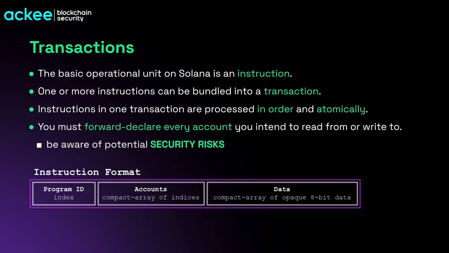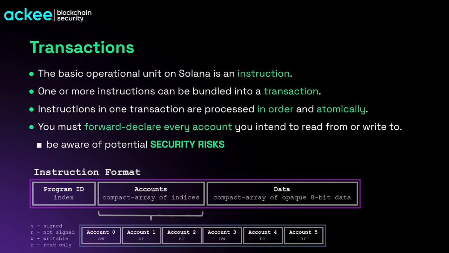If we look at our instruction format, we have some program ID, we have all of the accounts we need to supply, and then some form of 8-bit data that we supply to the program. If we look at the accounts, we can specify different amounts of accounts that we need in terms of our transactions. For example, if we need 5 different accounts, we're specifying 5 or 6 different accounts. All of these accounts can be signed, not signed, writable, or also read-only.